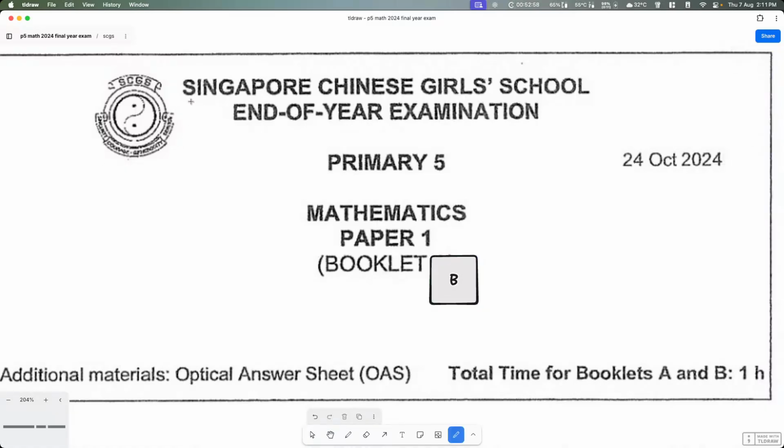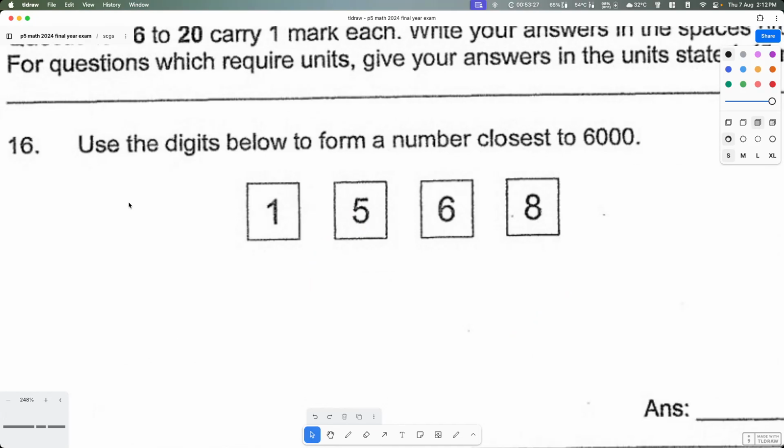In this video, we're going to go through the Singapore Chinese Girls' School End of Year Examination, Primary 5, Mathematics, Paper 1, Booklet B. So let's get started on the first question, which is question 16. It says here, use the digits below to form a number closest to 6,000.